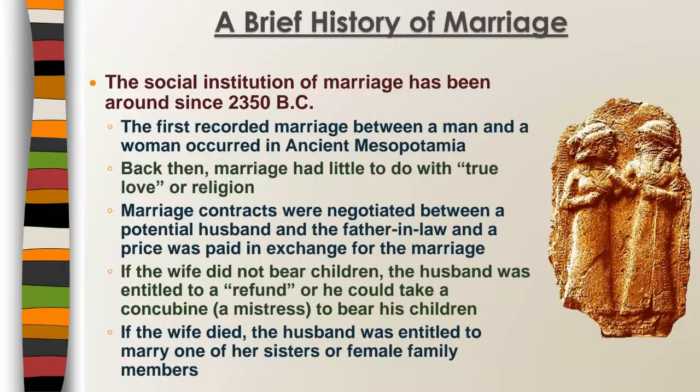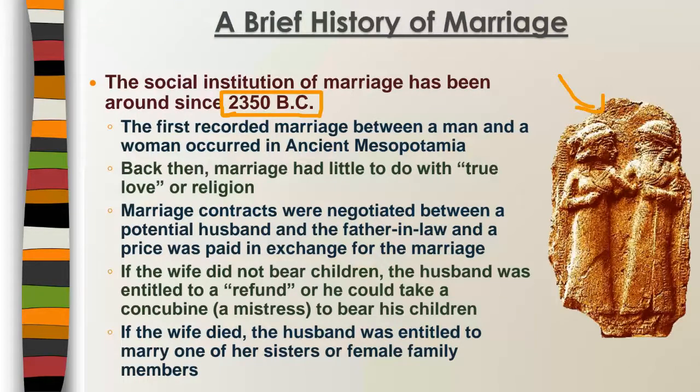Now, let's go back in time and talk about the history of marriage. So this whole institution of marriage dates back to 2350 BC. That's the first historical record of a marriage that historians and anthropologists have found between a man and a woman in ancient Mesopotamia, in Babylonian carvings. So back then, marriage didn't have that much to do with finding our soulmate or true love, or it really didn't even have too much to do with religion.